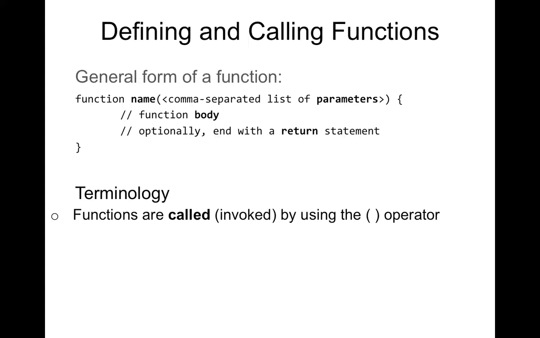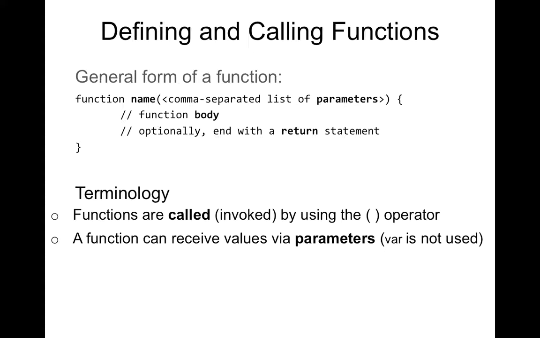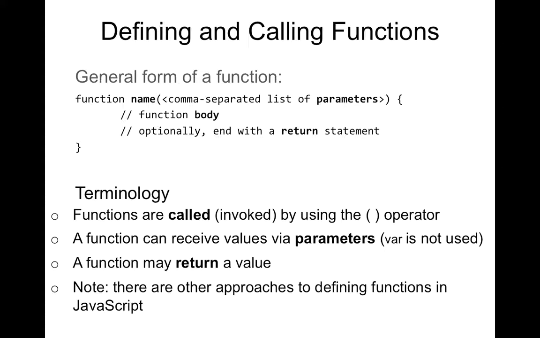So the terminology is important. I'll use this consistently. Functions are called by the calling program by using the name followed by the parenthesis operator. That tells JavaScript, the interpreter, that you're going to call that function. A function can receive values via the parameters. When you list the parameters, and I'll show this in an example, you don't use the var keyword. They're, in a sense, pre-created for you. A function may return a value using a keyword, and there are other ways to define a function.